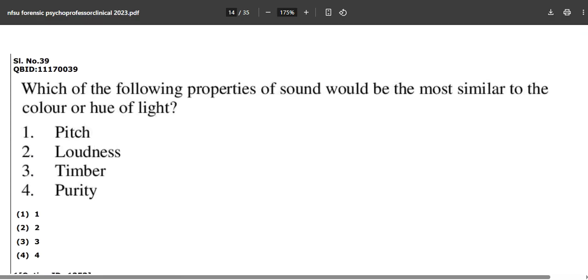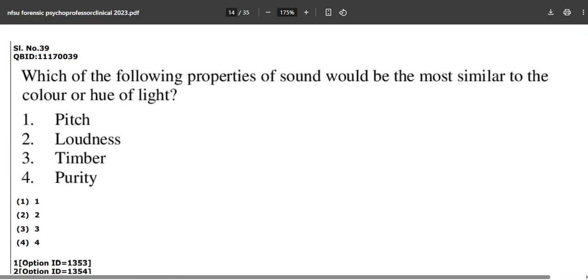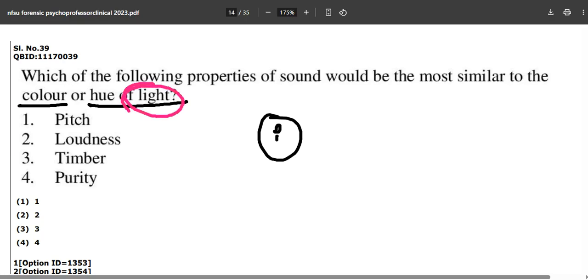Moving forward, next one: which of the following properties of sound would be the most similar to the color or hue of light? Now, this is an interesting one. You should know about the hue of light or color of light. You should know how vision works, and also how sound works. Okay, how audition and vision work in your brain or in your body.